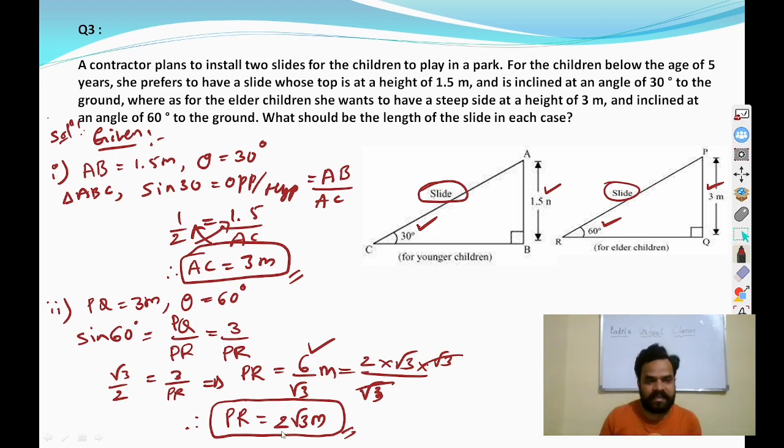So the length of slide in case of first case is 3 meter and the length of slide in case of second case is 2 root 3 meter. You need to write the conclusion. Therefore, the length of slide is equals to 2 root 3 meter in the second case. Is it clear? So all of you please do note down the solution. I will go for next problem.